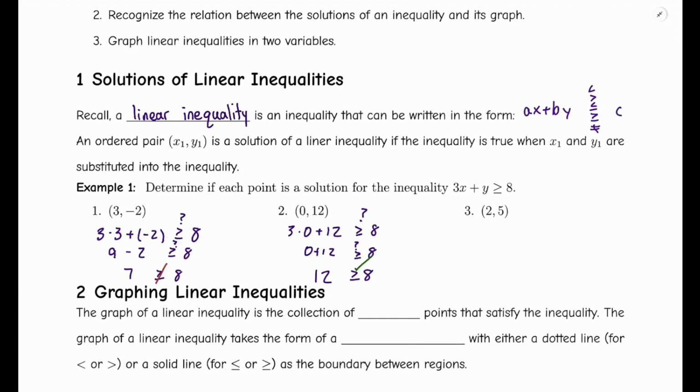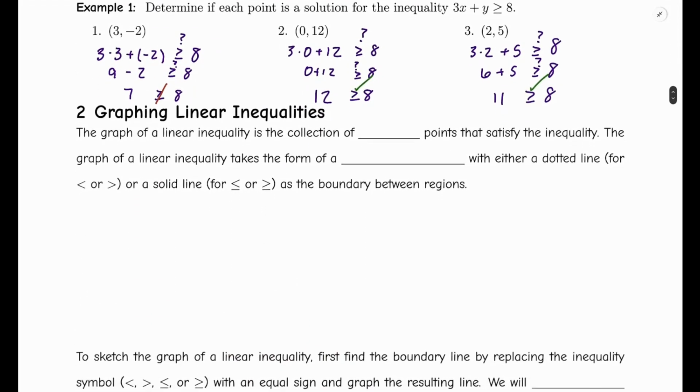And the third point, (2, 5). So we get 3 times 2 plus 5. Is that greater than or equal to 8? 6 plus 5, 11. So that one checks out as well.